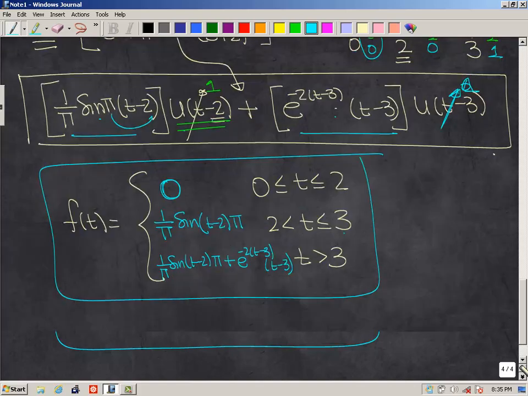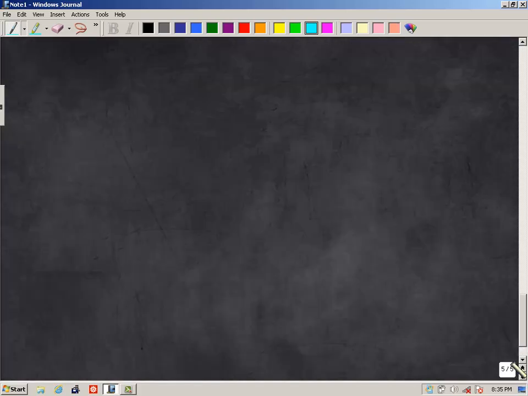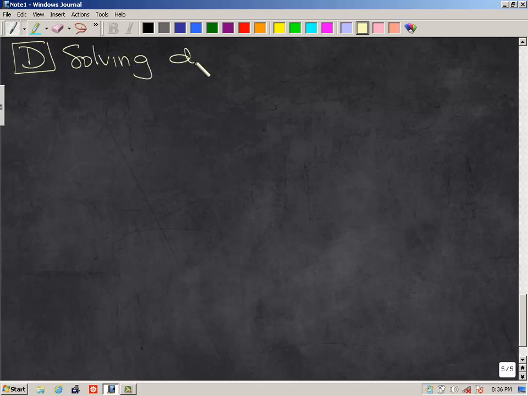Now let's take a look at some examples on how to solve differential equations that involve discontinuous forcing functions. We're going to take a look at that next, so keep that in mind. The whole reason for studying this section was to be able to handle discontinuous forcing functions. So let's do that. I'm going to call this D. Solving discontinuous forcing functions.